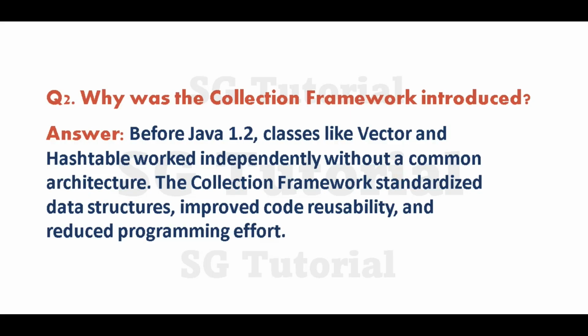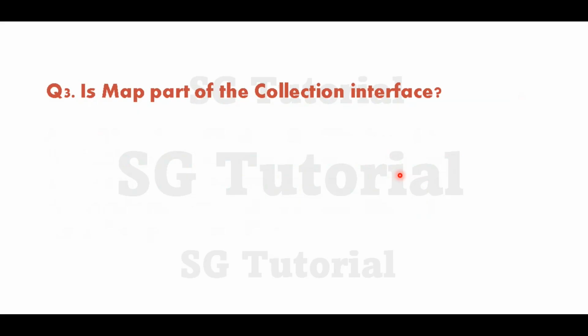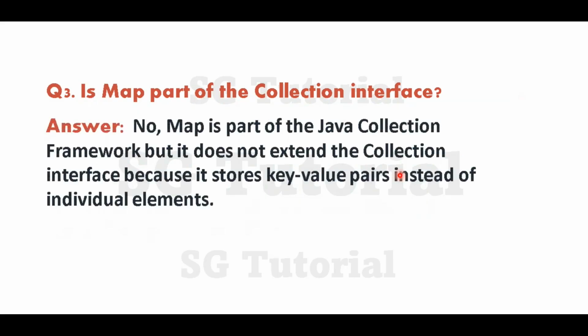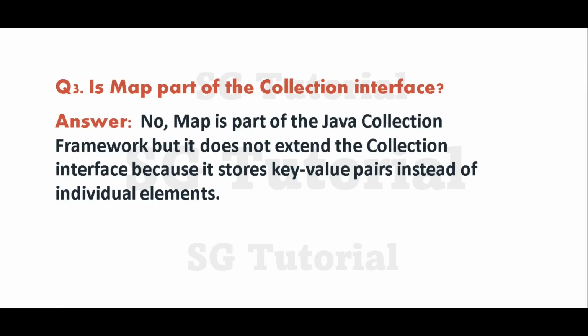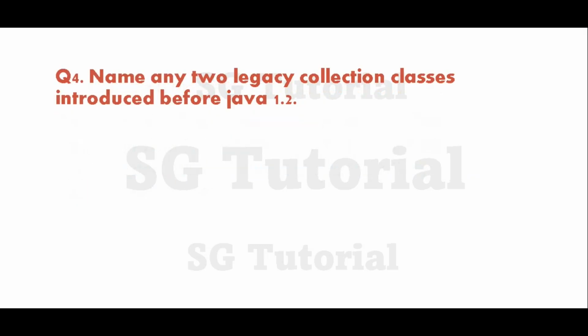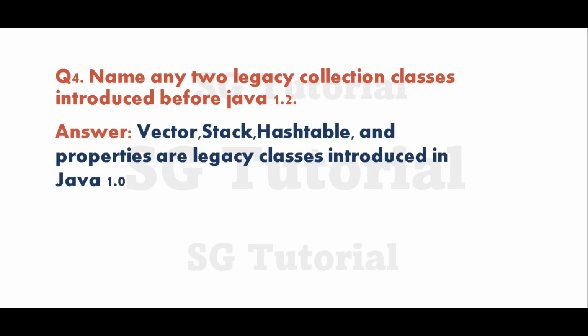Now let's move on to another question: is Map part of the Collection interface? The answer is no. Map is part of the Java collection framework, but it does not extend the Collection interface, because it stores key-value pairs instead of individual objects. And this answer is enough. The last question is, name legacy collection classes introduced before Java 1.2. You can simply say Vector, Stack, Hashtable and Properties are legacy classes introduced in Java 1.0.